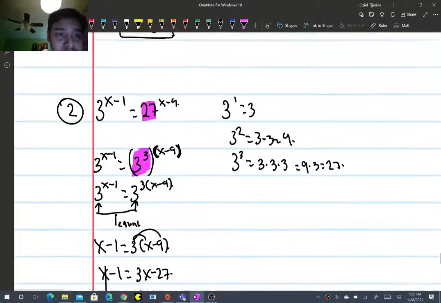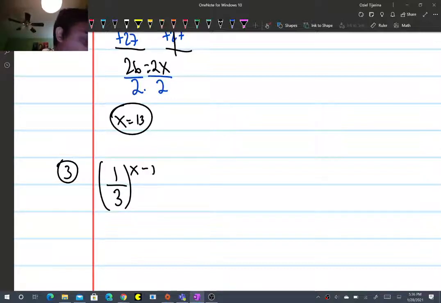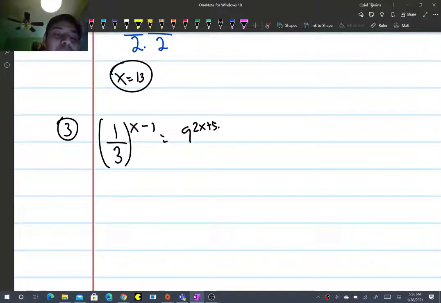And I'm only going to do 10 problems for this video. Number 3. Okay, so here is where it gets a little bit trickier, not too tricky, but it gets a little bit trickier if you don't use your rules right. Okay. So we have 1/3 to the x minus 1, and that's equal to 9 to the 2x plus 5.